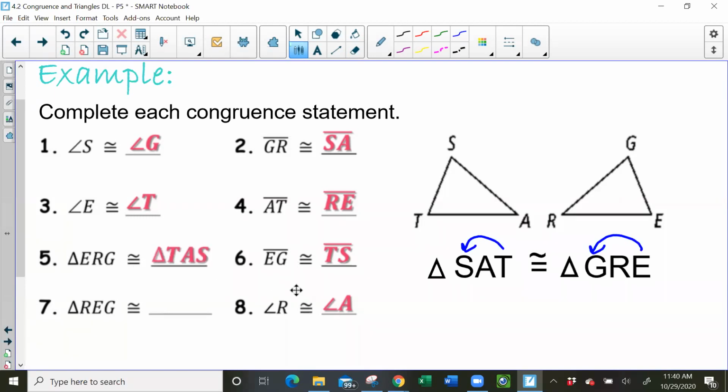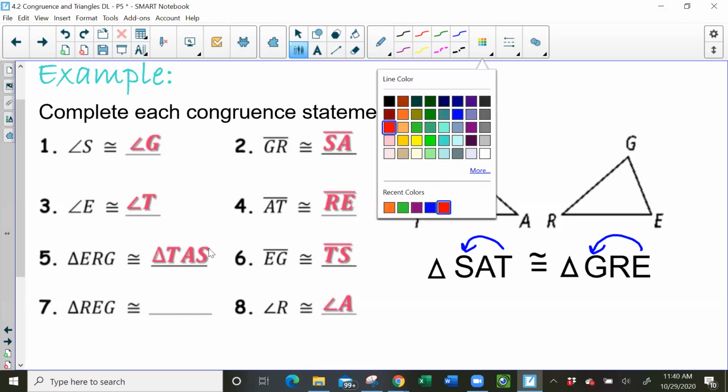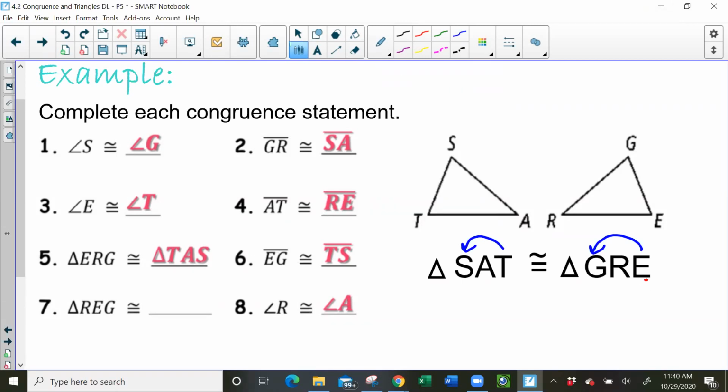That would be TAS. So again, let me pick a different color. They did ERG in this order. E to R to G. We'd need to do TAS. So we have to do them in the correct order. And then what about REG?